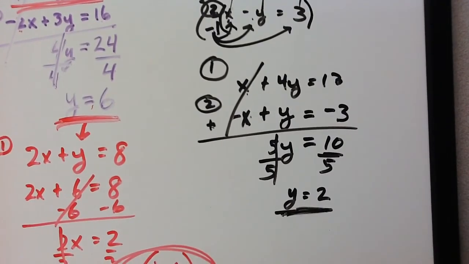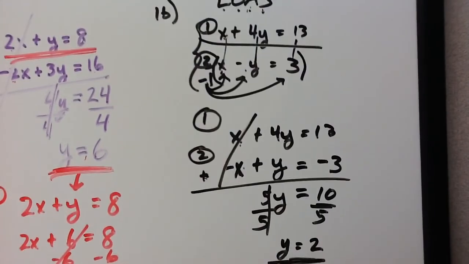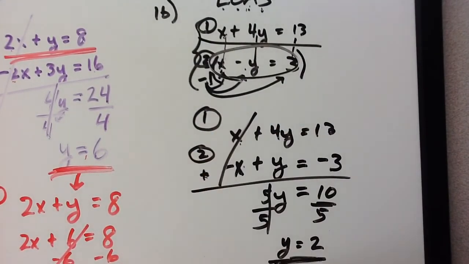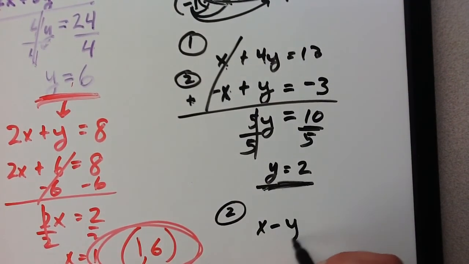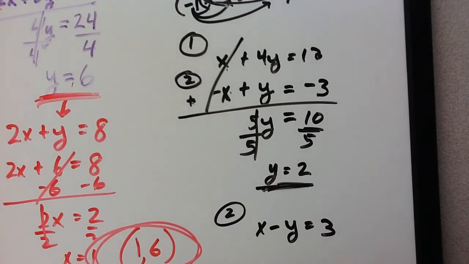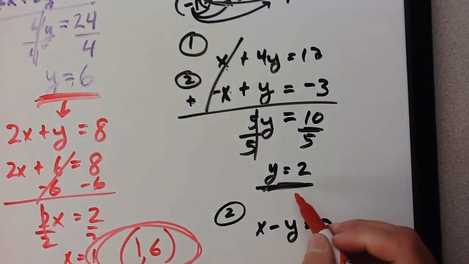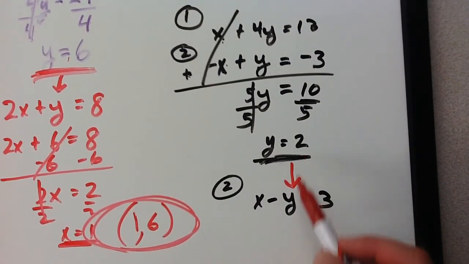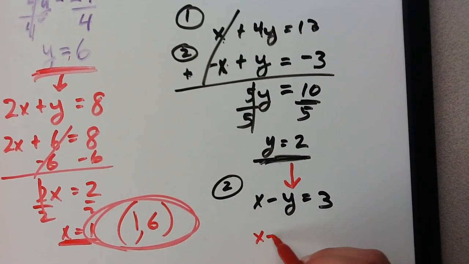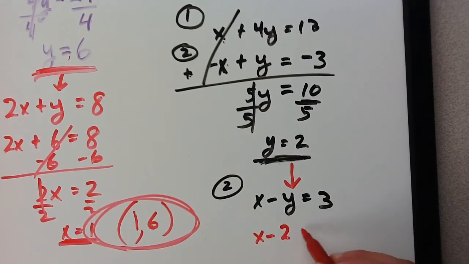I'm going to pick equation 2. Original equation 2. Original equation 2 was this right here. I'm just going to copy it down right here. The original equation 2 was x minus y equals 3. That was the original equation 2. And now I know what y is. I know y is 2. So I'm going to plug 2 in for y. So x minus y, which is 2, equals 3.